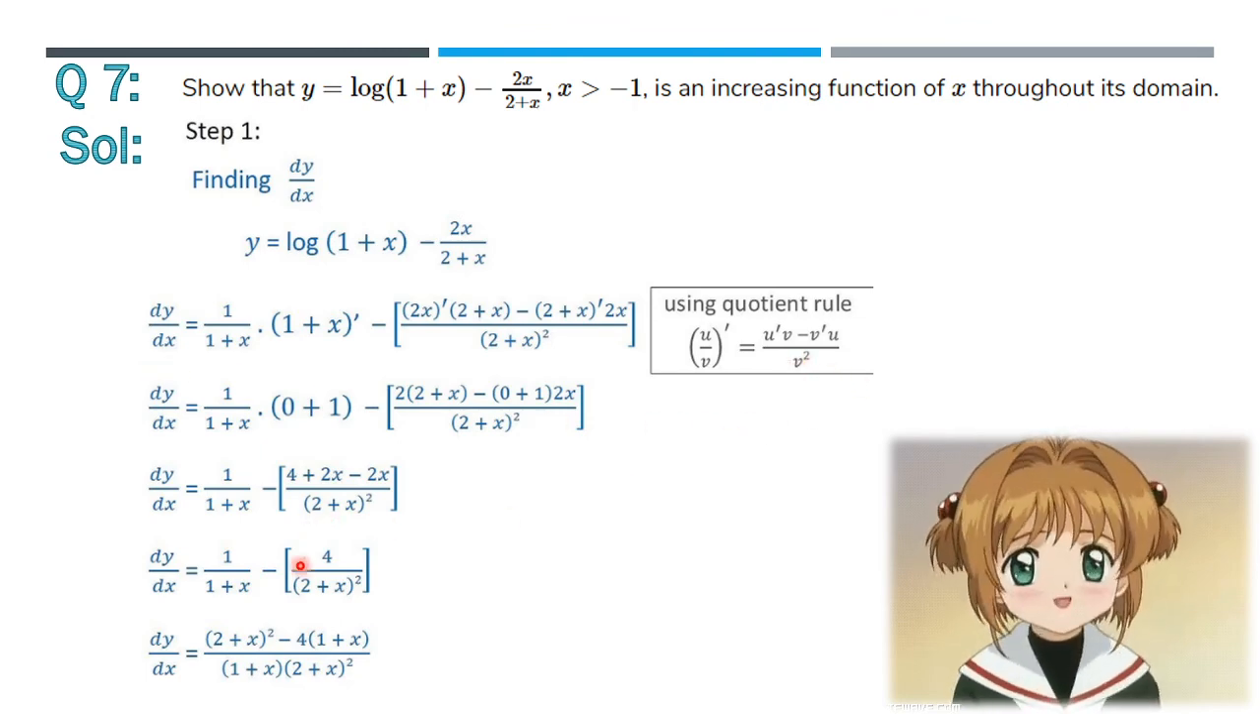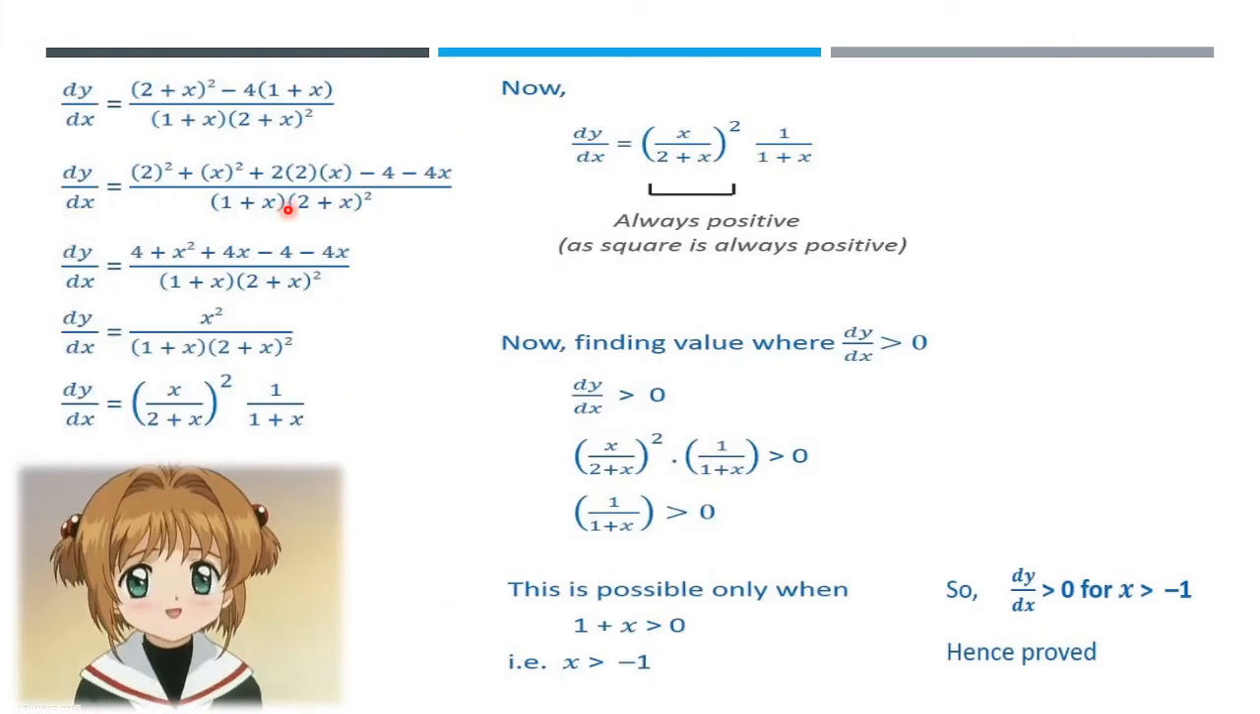We are applying the quotient rule here and we are calculating. We are getting dy by dx as this. Now this thing is a whole square, students, so always positive, as a square is always positive. Now we have to talk about 1 upon 1 plus x, finding the value of dy by dx greater than 0. So this thing is definitely greater than 0.